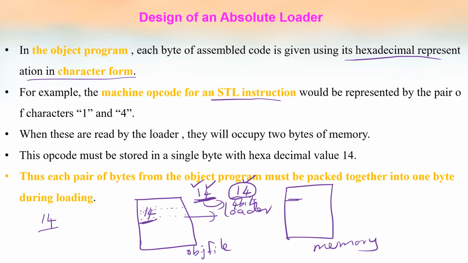But in a file, the data is in character form. Even if we write numbers, they are represented in the file as characters. So it has to be packed into a single byte. That is given here. For example, the machine code for an STL instruction would be represented by the pair of characters 1 and 4. When these are read by the loader, they will occupy 2 bytes of memory. This opcode must be stored in a single byte with hexadecimal value 14. That is, instead of 2 bytes, it has to be combined into a single byte.